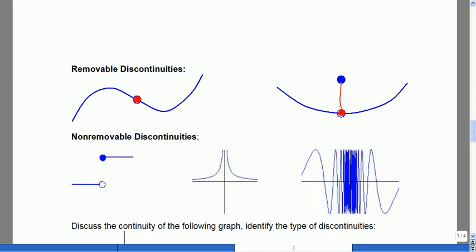The thing about the removable discontinuities is the limit actually exists, because when I approach from either side, they agree, but it's the function that does not agree. So for a removable discontinuity, the limit exists, but the function is not the same.